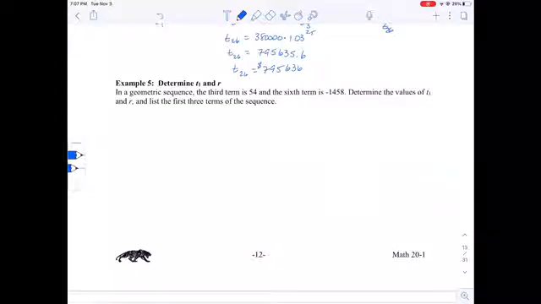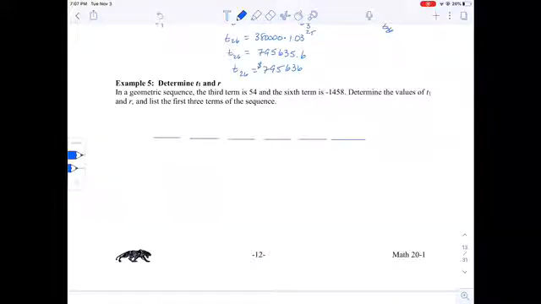Let's look at the next question. Example number 5. It says, in a geometric sequence, the third term is 54, and the sixth term is negative 1,458. So I'm going to write 1. I can make little spaces, just kind of fill in the blanks. 1, 2, 3, 4, 5, 6. And my first term, I don't know. I don't know my second term, rather.